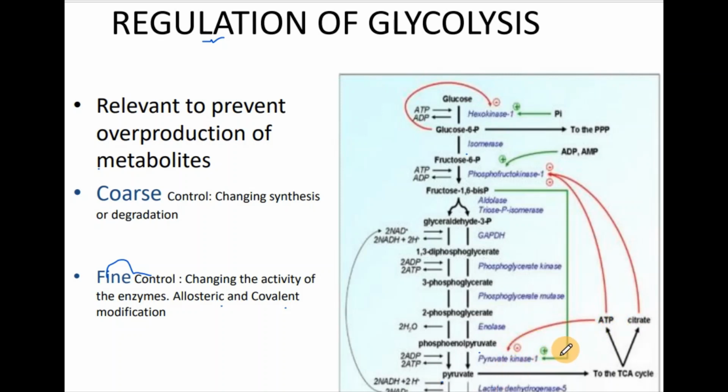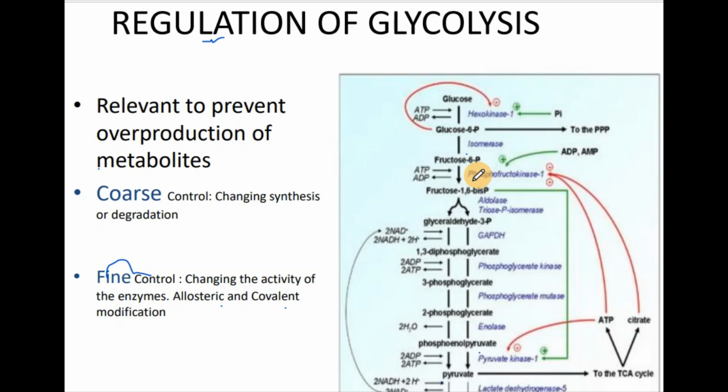Also, when you have a lot of fructose 1,6-bisphosphate, this one is a positive feed-forward allosteric activator of pyruvate kinase. Therefore, when it binds to the allosteric site of pyruvate kinase, it makes the active site more receptive so that the phosphoenolpyruvate can bind and get converted to pyruvate. So this is a feed-forward activation, and the red ones are the feedback inhibition.